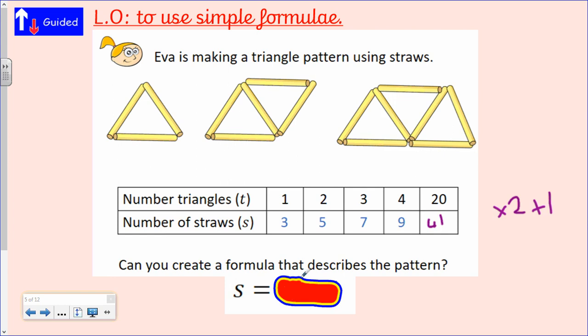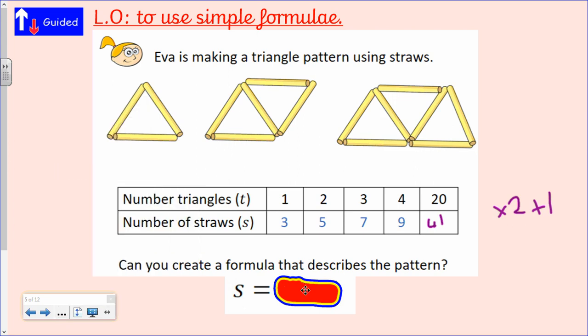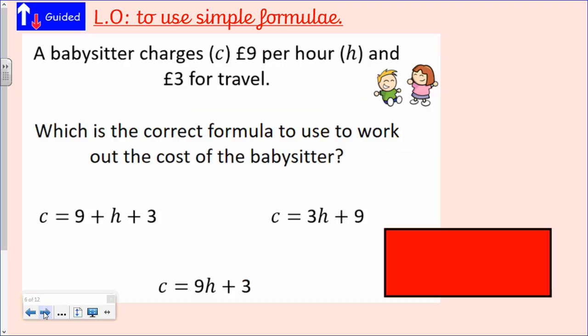So our formula then is S for the number of straws. So the number of straws equals, and we're saying it's T times 2, add 1. So I'll show you how that's written. So it's 2T, 2 lots of T, add 1. Okay. Let's have a look at this next slide then.